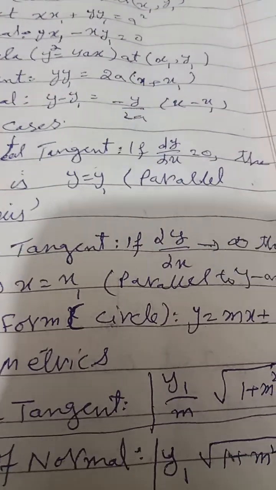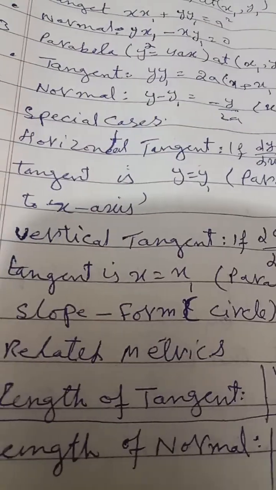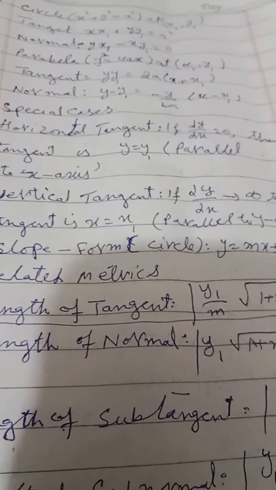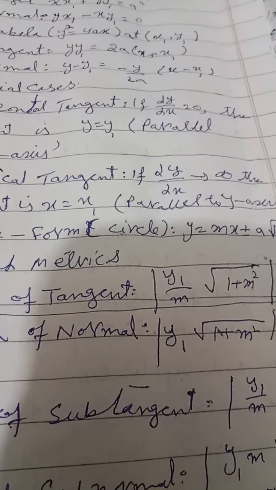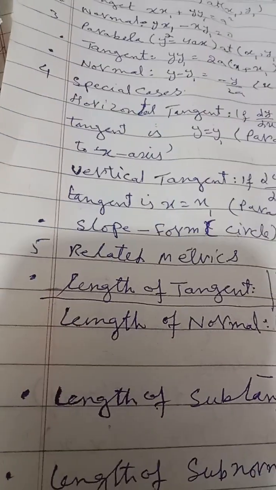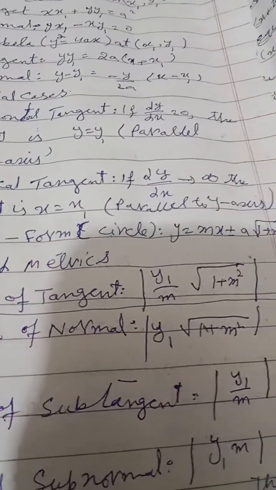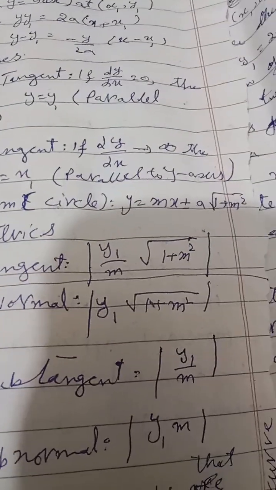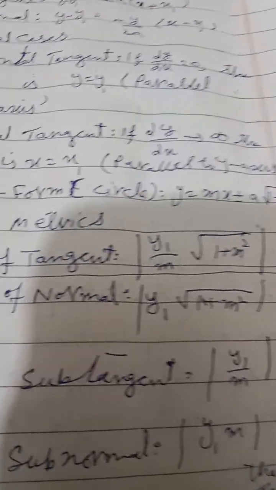Special cases. Horizontal tangent: if dy upon dx is equal to 0, then the tangent is y is equal to y1, parallel to the x-axis. Vertical tangent: if dy upon dx approaches infinity, the tangent is x is equal to x1, parallel to the y-axis. Slope form for a circle: y is equal to mx plus a square root of 1 plus m square.